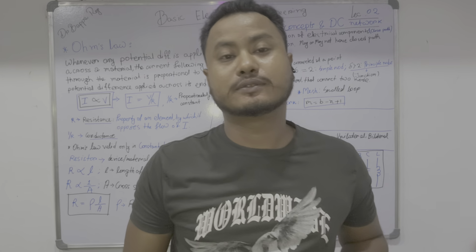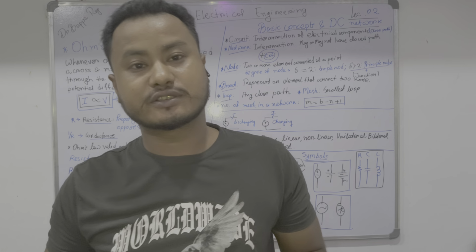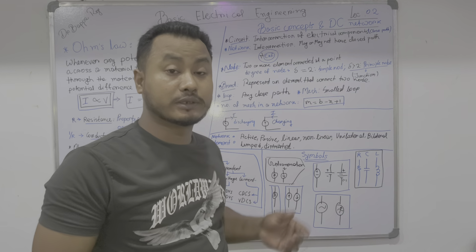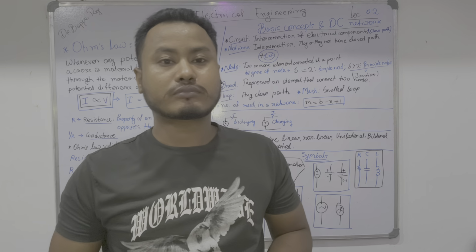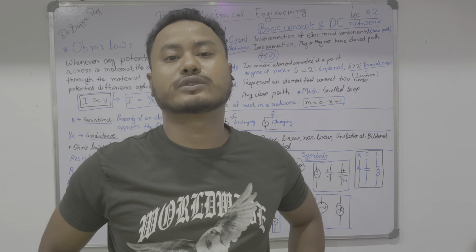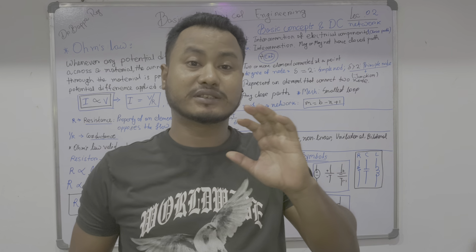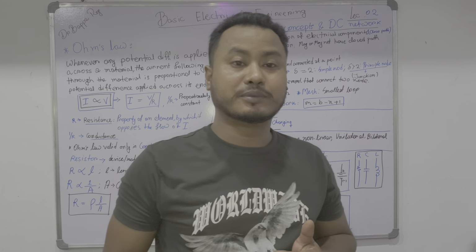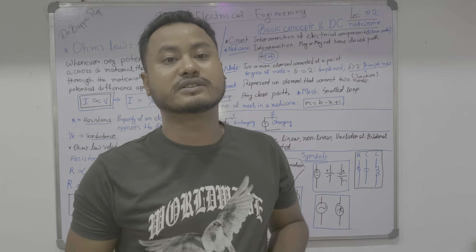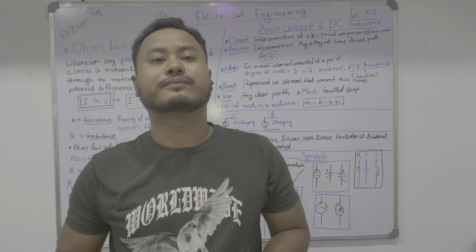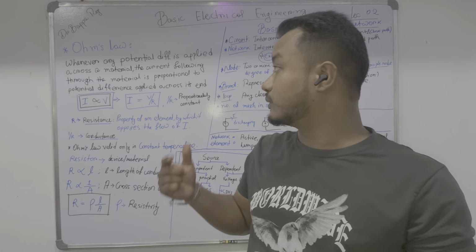So, hello guys, this is our second lecture on BW series. Here we'll start with Ohm's law and we'll see the very basics of DC networks. We'll see the symbols, so you'll get an idea about this BW.